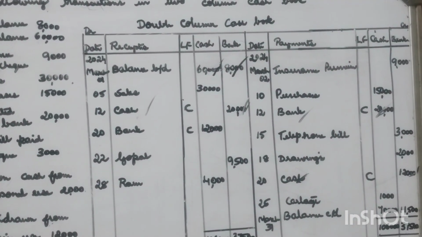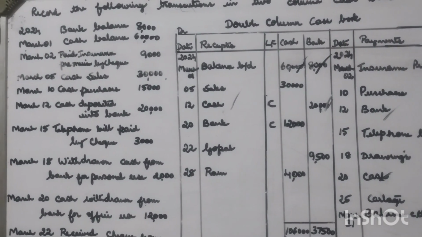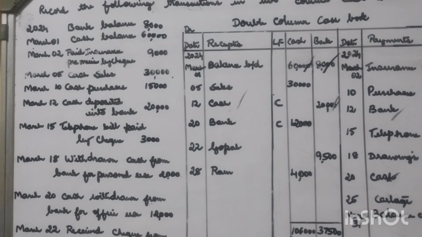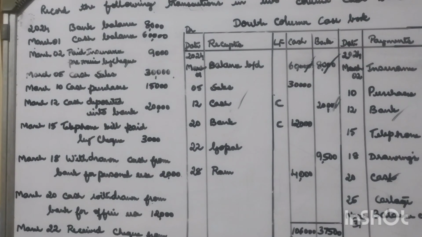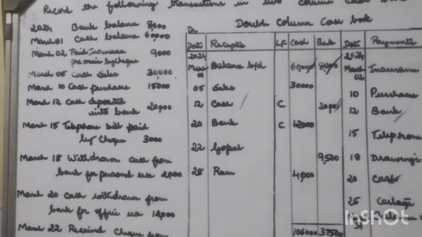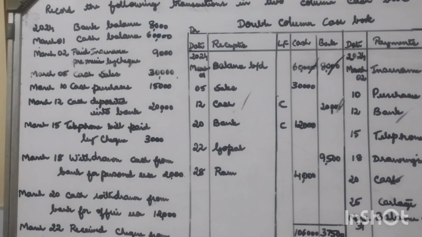Record under bank column as 2000. Next, March 20th, cash withdrawn from bank for office use. So the firm has withdrawn cash from the bank for office use, so that is treated as a contra entry when the cash is withdrawn from the bank for office use.